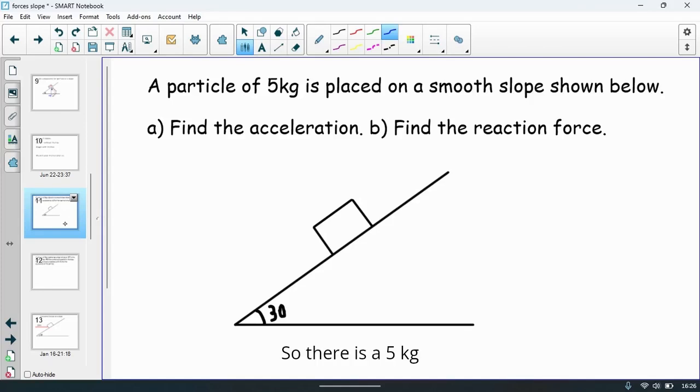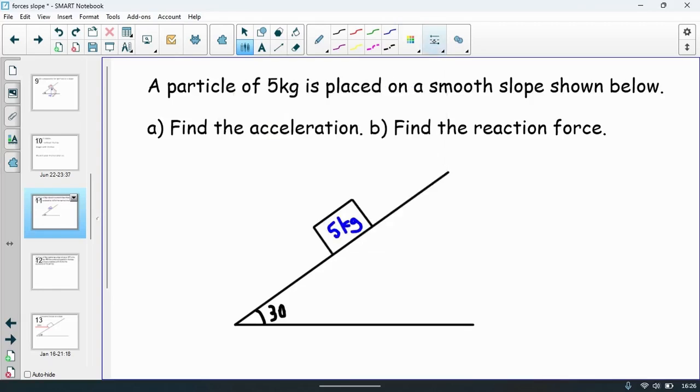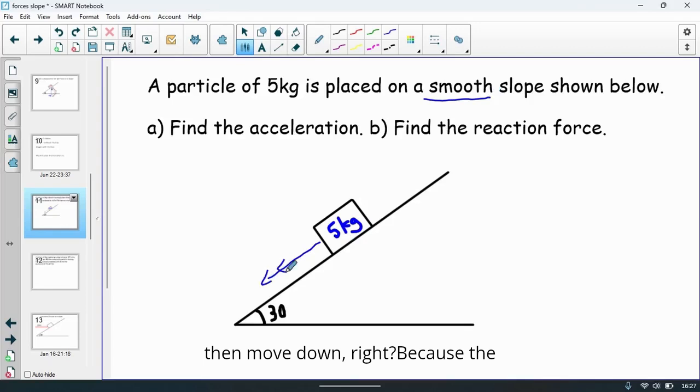So there is a 5 kg particle placed on a smooth slope, which means no friction. It says find the acceleration and then find the reaction force. So what it's assuming is you will place the particle on the slope and it will then move down, right? Because the slope is going downwards. But first we need to get the forces right.